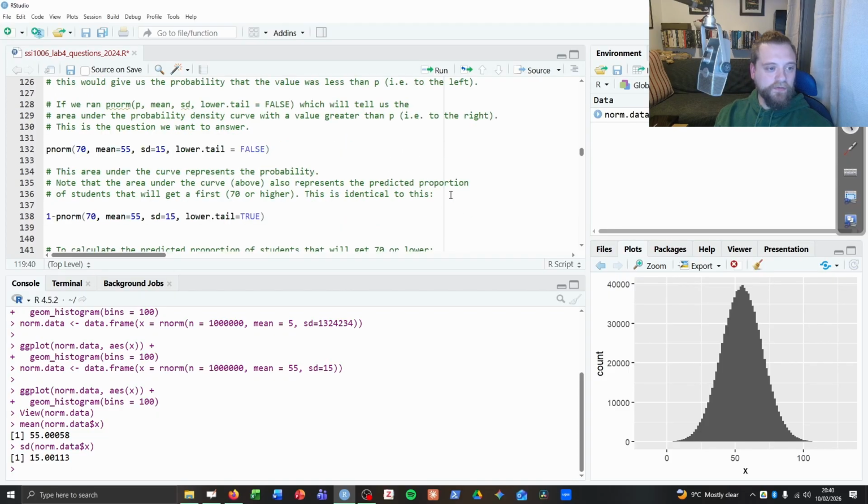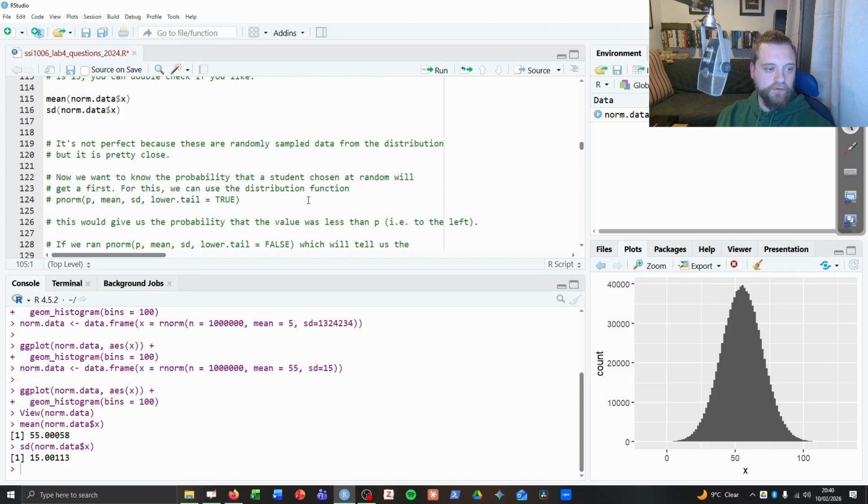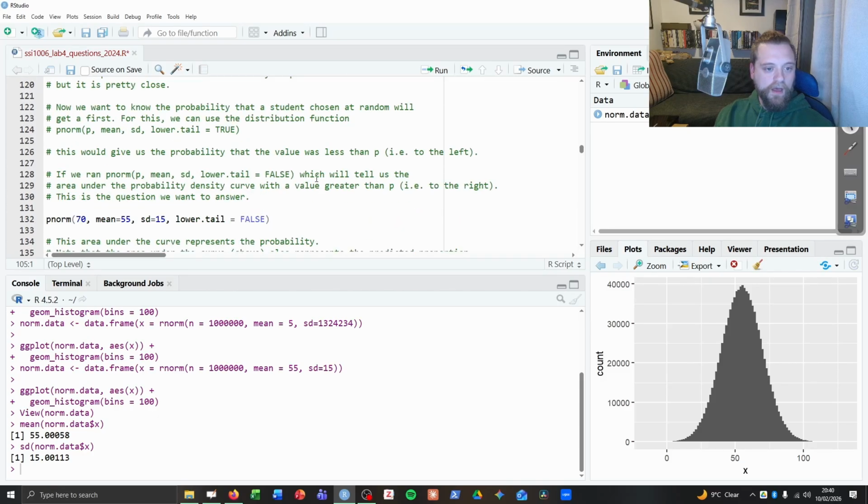Now, that's not that useful on its own, but just like the functions that we had for the binomial distribution, there's actually no need to generate this kind of data in order to run calculations on the assumption of normality. Now, what we're going to do to try and understand this is think about a little thought experiment.